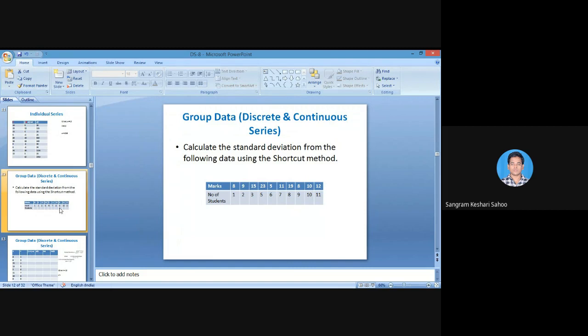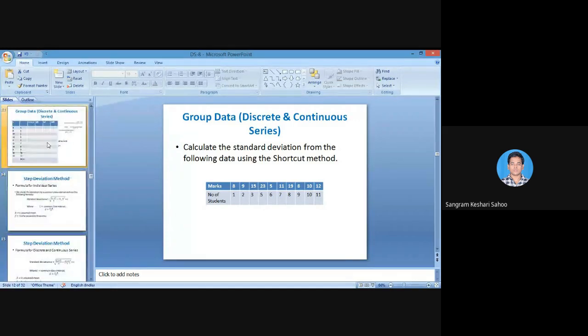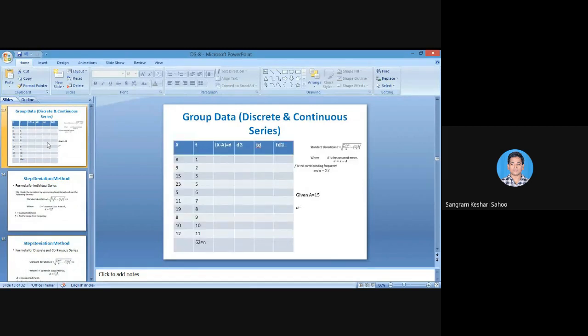First, in this type of problem, especially in reference to grouped series of data, make a particular table. In this table, in the first column, I write the x variables, that is 8, 9, 15, 23, 5, 11, 19, 8, 10 and 12 respectively. Their respective frequencies are given, that is 1, 2, 3, 5, 6, 7, 8, 9, 10 and 11.